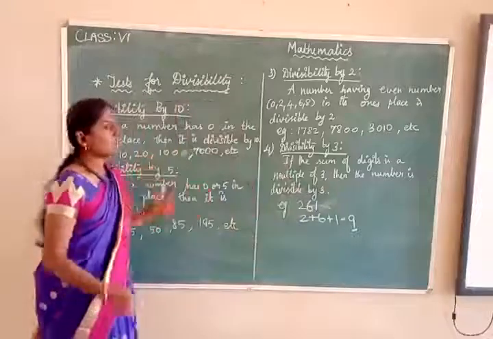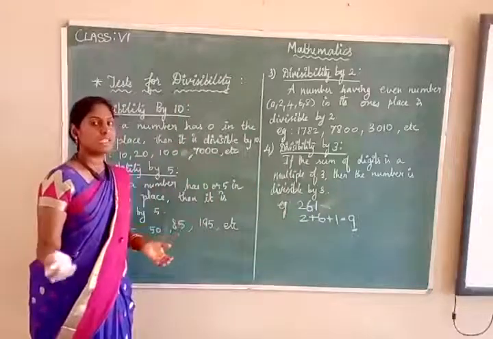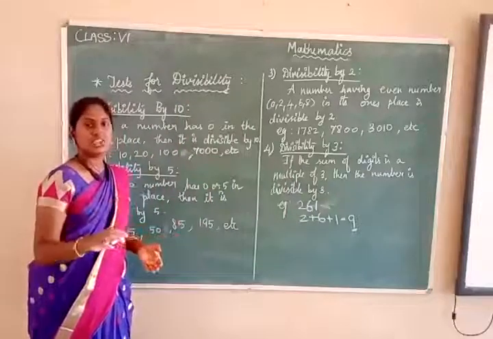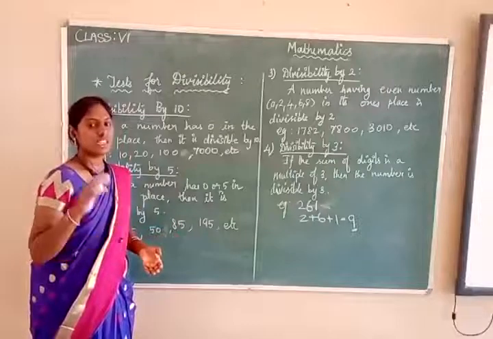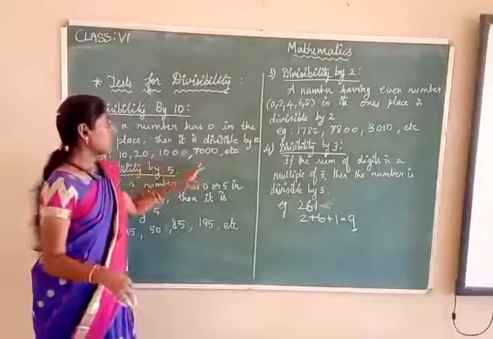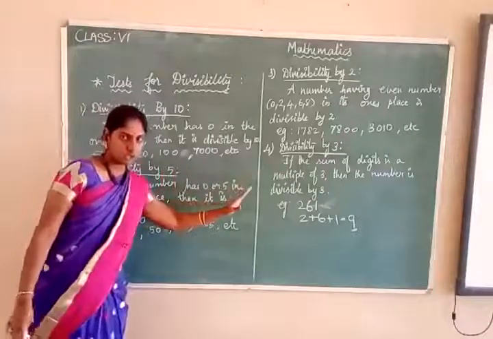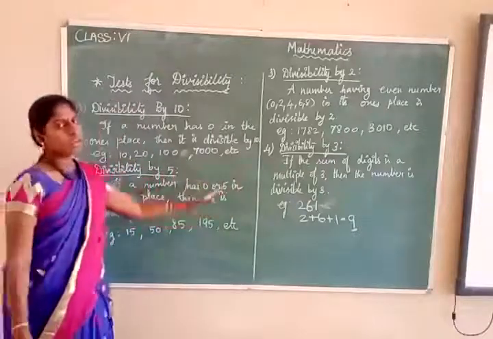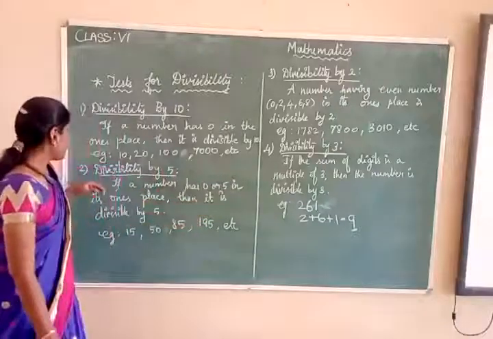So if we don't know whether a number is divisible by 10 or not, it is very easy for us to check. It is enough for us to check whether it is ending with 0 or not. So we have 10, 20, 100, 7000, etc. All numbers are ending with 0, so they are all divisible by 10. Next, divisibility by 5.